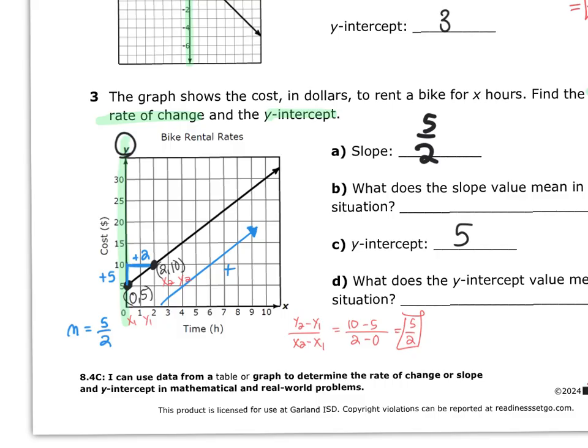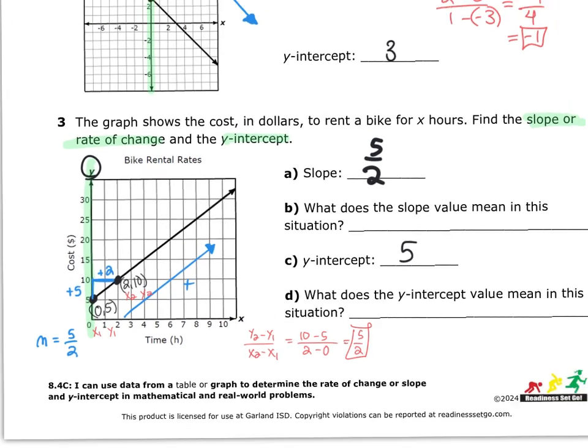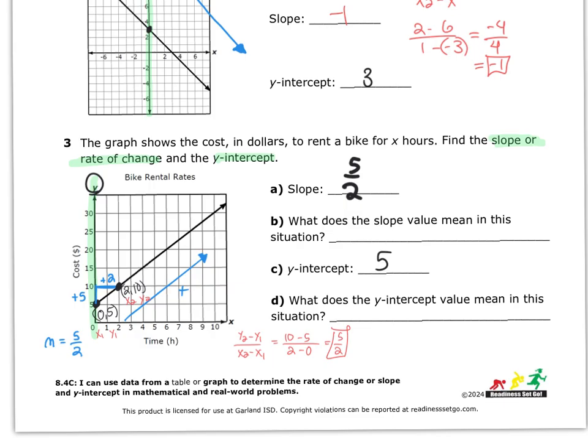It's not enough to be able to calculate the slope and find the y-intercept. In the real world, this is going to have real meaning, and you're going to need to know what it is. So let's go back and remember our context. The graph shows the cost in dollars to rent a bike for X hours. I am going to underline that because that's important. My X is my hours, and my Y is my cost.